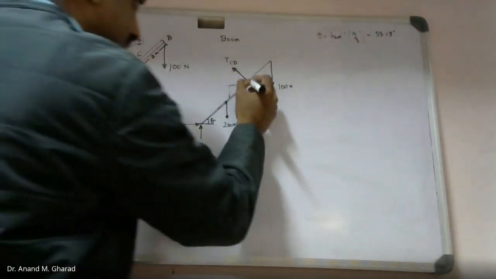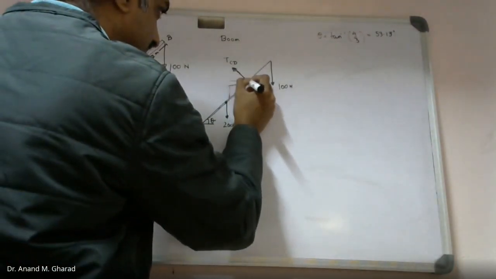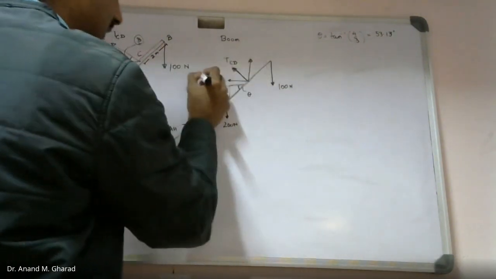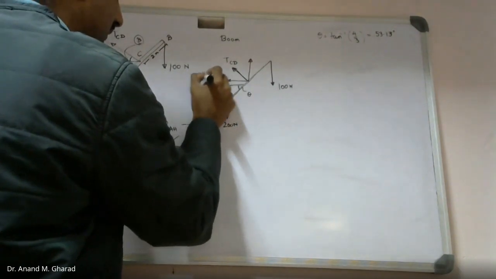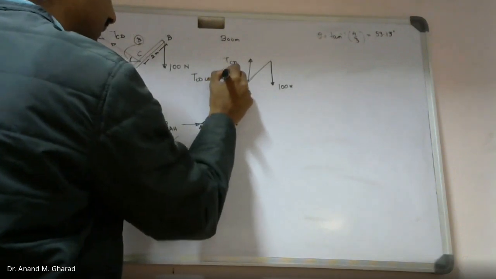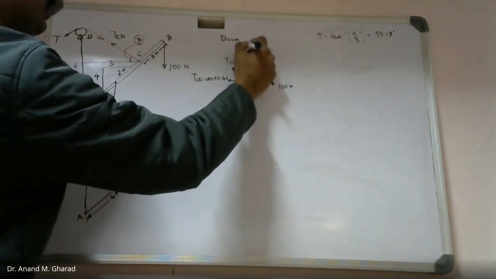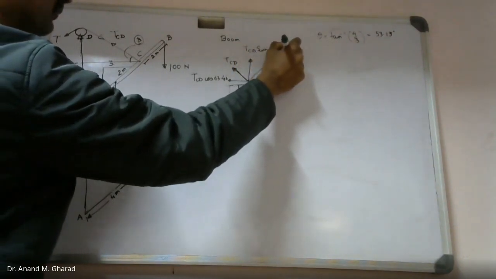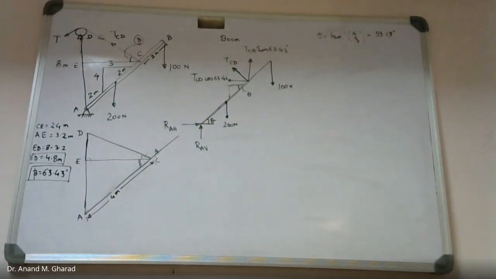Okay. That means while resolving this inclined force into the components, the values now shall be TCD cos of 63.43 and this shall be TCD sine of 63.43. Is this okay? Please let me know. Yes, sir.